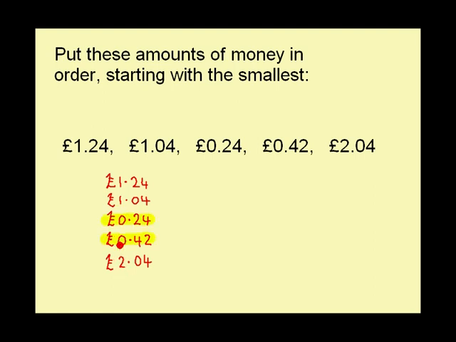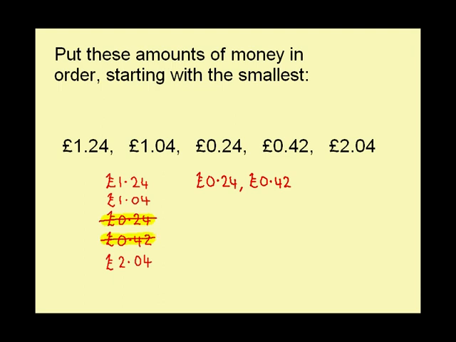So because these both had no pounds, I know that one of these two will definitely be the smallest. If I look at the 10 pences now, here I've got 20 pence, and here I've got 40 pence. So this one must be smaller than this one. So this is the first number in the list. And then this one.